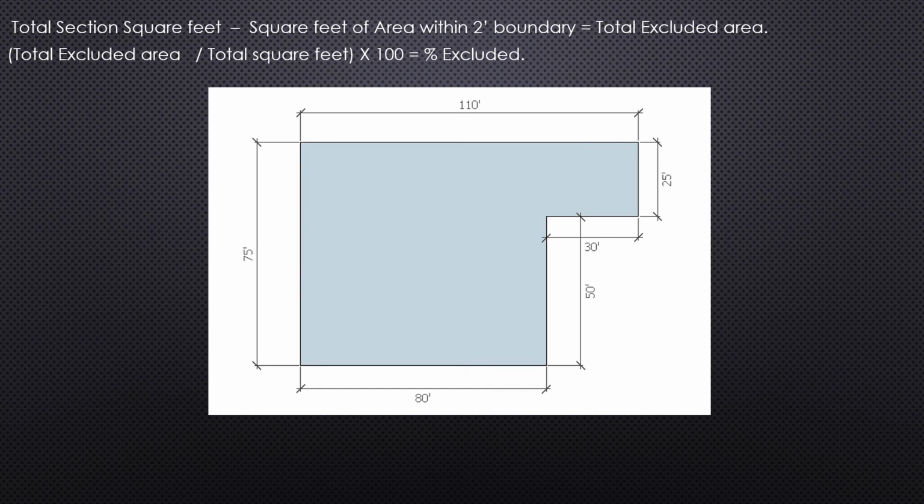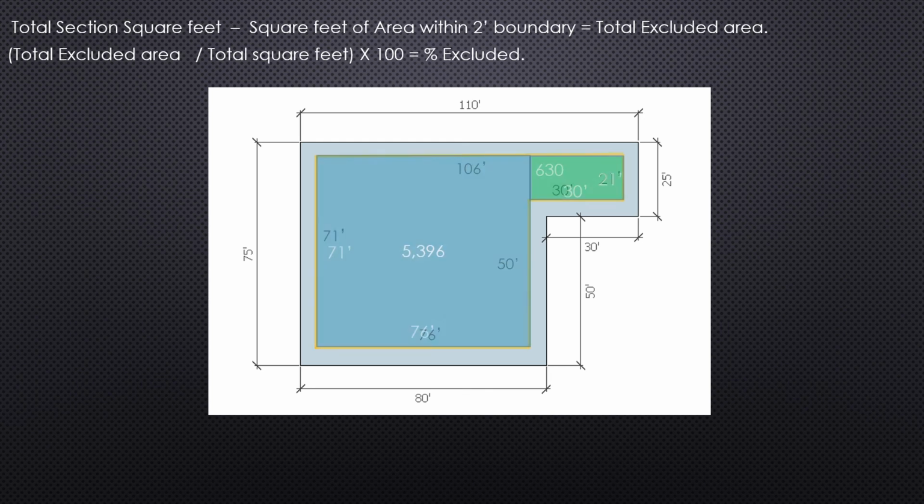Let's look at this from another direction. We'll try to do this as just one section, as well as try to avoid using the 45-degree line layout method. Total square footage for this example is 6,750. Now let's draw in our 2-foot boundary and get our square footage so we can calculate and check to see if the excluded area is not more than 25%.